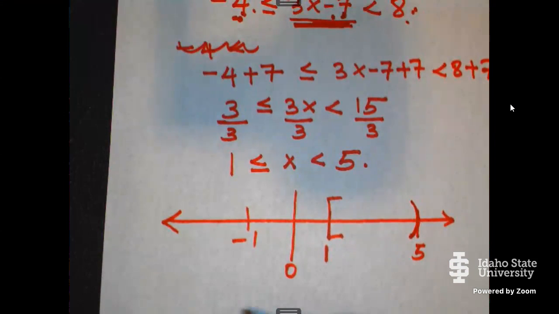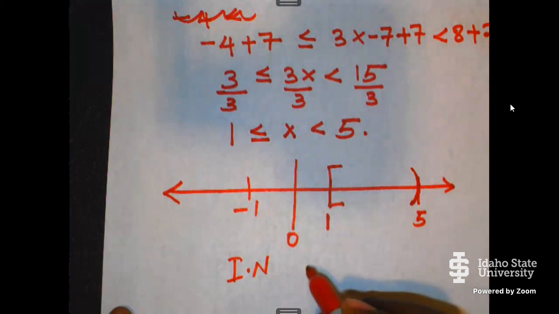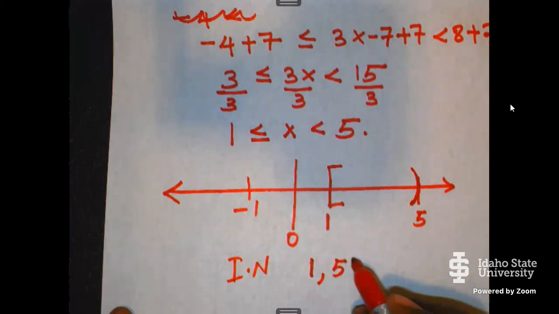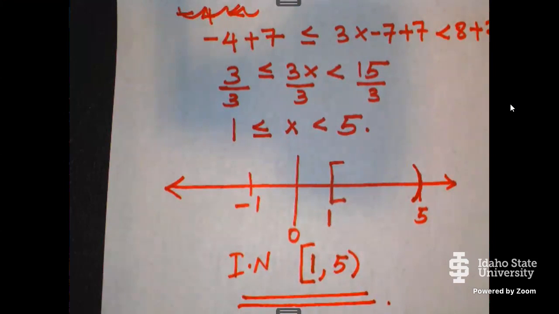Therefore, the interval notation is what? 1, and then what? 5. Like that. Okay? Are we together? All right.